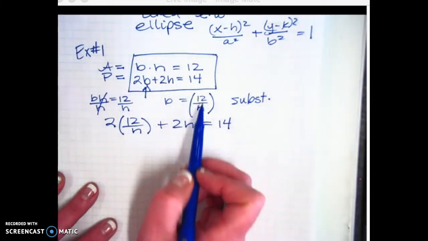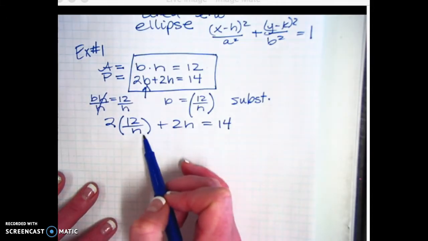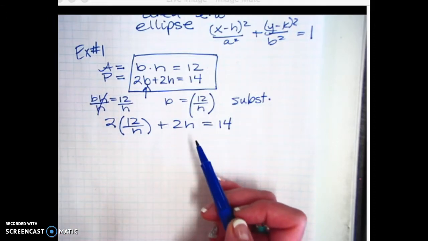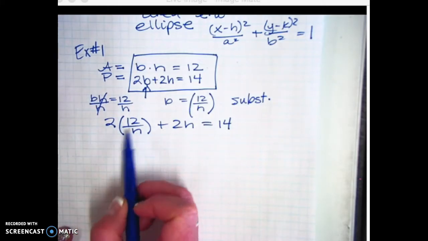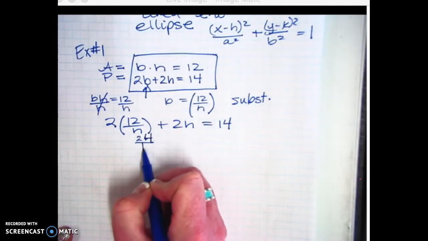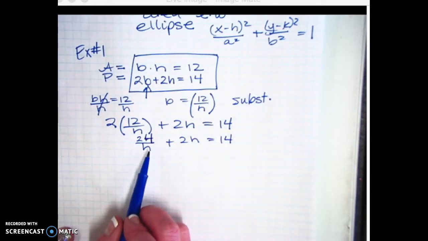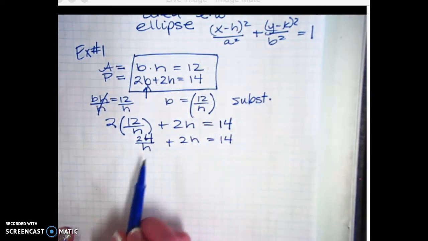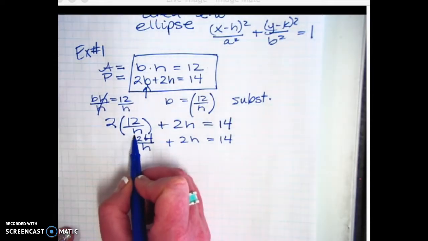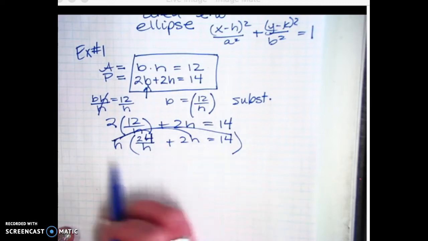So I just took this 12 over H, substituted in here where the B was, and now notice that the only variable left is the H. That's the point, to only have one variable left. Okay, so now I'm going to simplify here, just multiply this by 2, and I get 24 over H, whoops, I wrote 24 over H plus 2H equals 14. And we saw this yesterday where we had a denominator, right? To get rid of the denominator, because we're dividing, we do the inverse operation, which is to multiply everything by that denominator. So I'm going to multiply all three terms by that H.